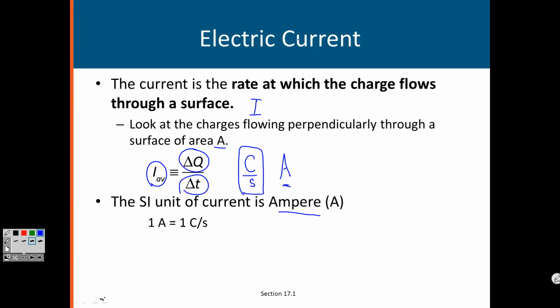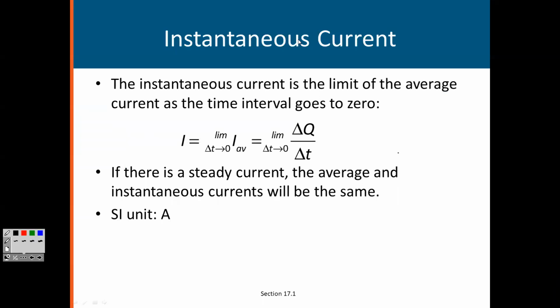So the SI unit for current is Coulomb per second, but we have a single name for Coulomb per second, which is amperes. So 1 ampere is 1 Coulomb per second. All right. Now, that was the average current, right? So the definition of average current: we look through a surface, and the charges flowing perpendicular to that surface for a time of delta t. This is the average current.